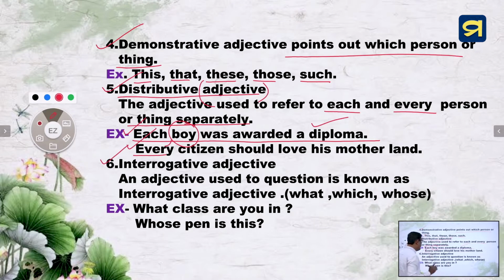Number 6. Interrogative adjectives. An adjective used to question is known as interrogative adjective. What class are you in? You see, class is the head noun and the interrogative word is used to question before the head noun. Similarly, whose pen is this? You mark it. Whose is used before the head noun pen, and that's why it is also an adjective, and this adjective is called interrogative adjective.